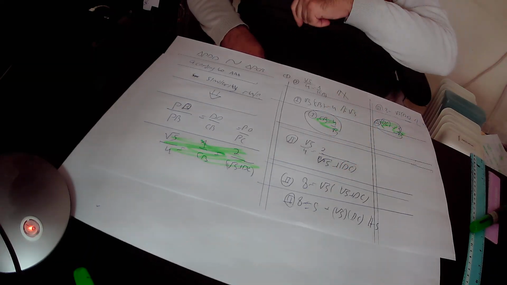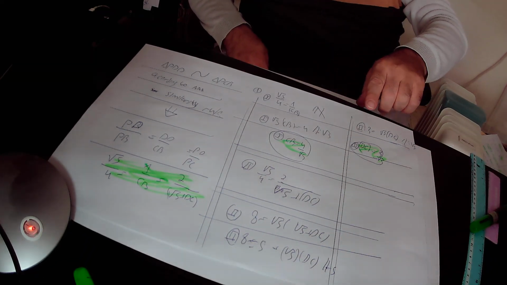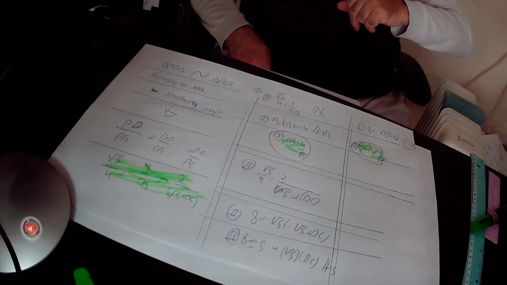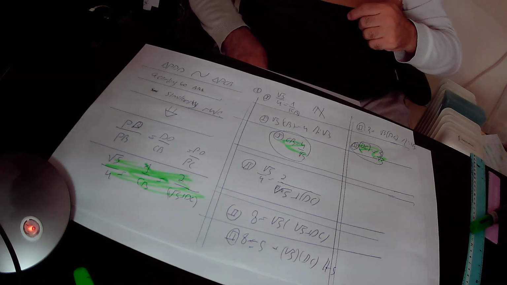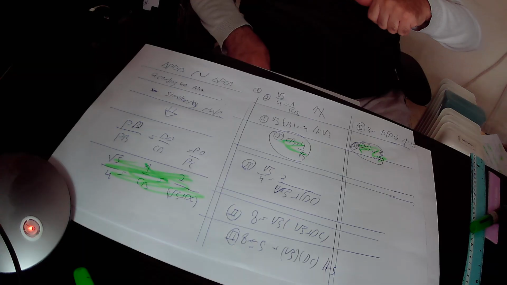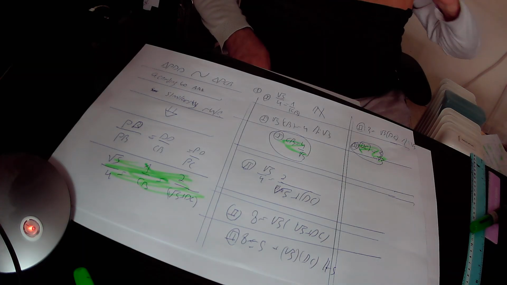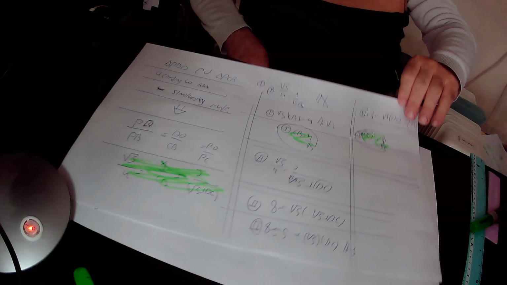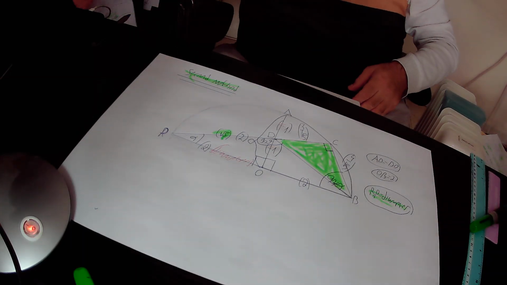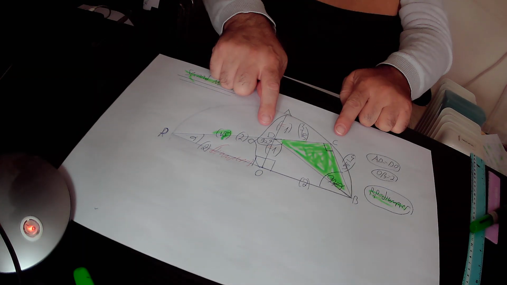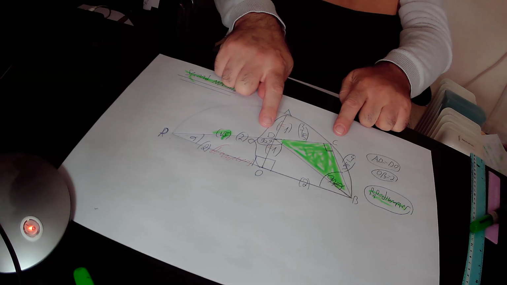Here we subtract 5 from the equation, and we find that 8 minus 5 is 3, which equals square root of 5 times DC. Here we divide this equation by square root of 5 and find that the missing side DC equals 3 over square root of 5 units in length.